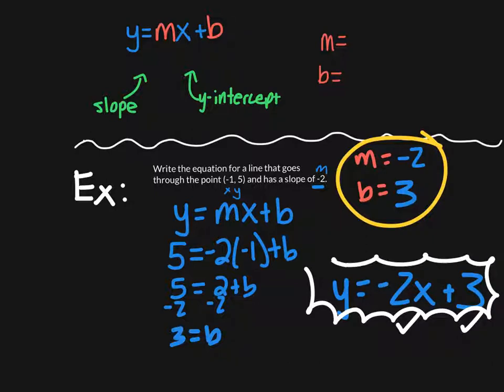Every single time, I want you to figure out, do I have m and do I have b? In other words, do I know my slope and my y-intercept? And if not, fill in every one of these pieces of information that you know, and then solve for either your y-intercept or your slope, anything that you're missing.